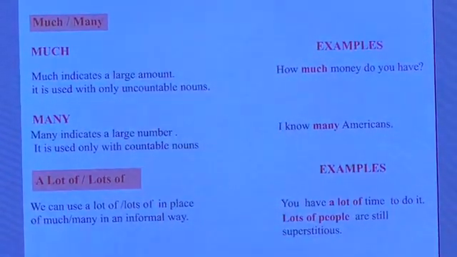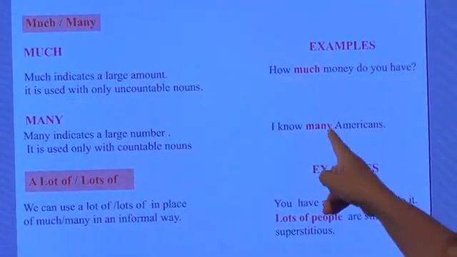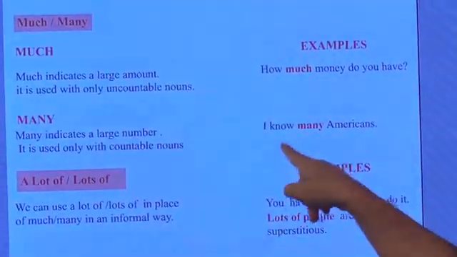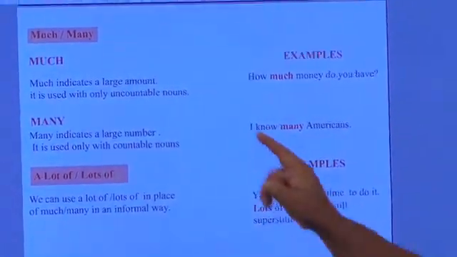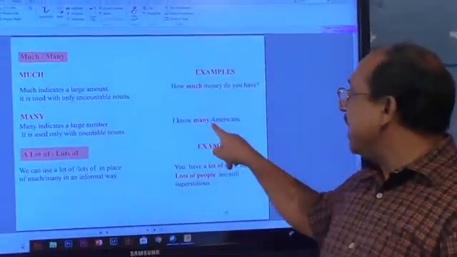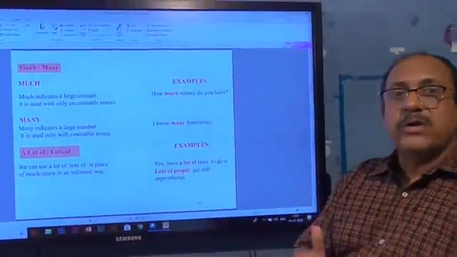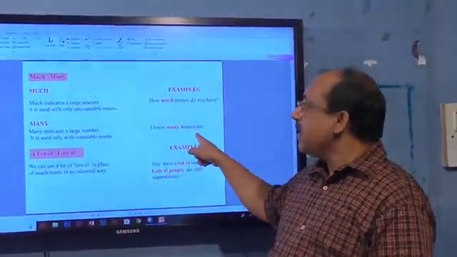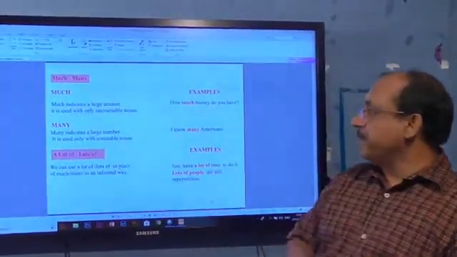Many. The meaning is the same, but it is used with a large number. It is also a large amount, a large number. So the only difference between much and many is amount and number. So, I know many Americans. You can count Americans, many Americans. So the number is counted and it is used with countable nouns.